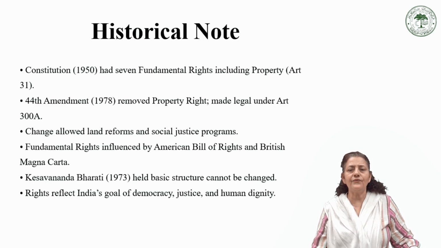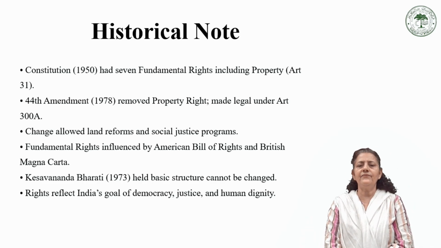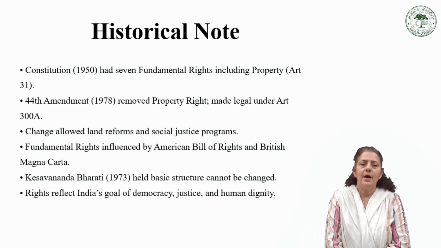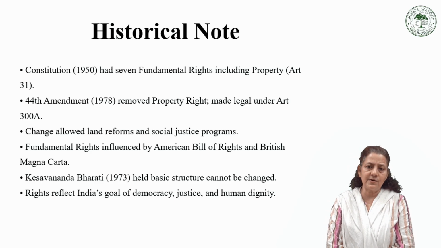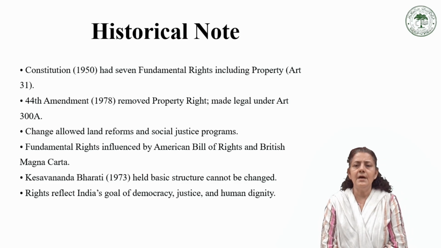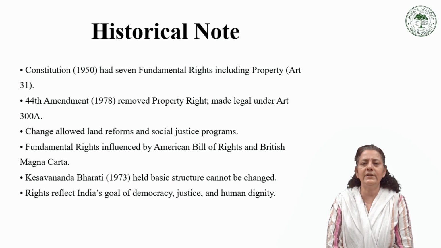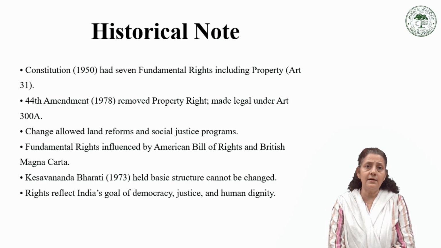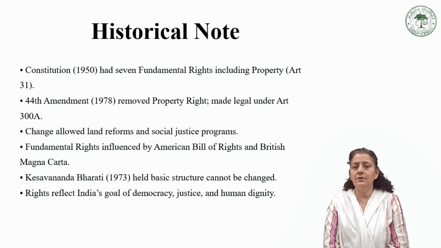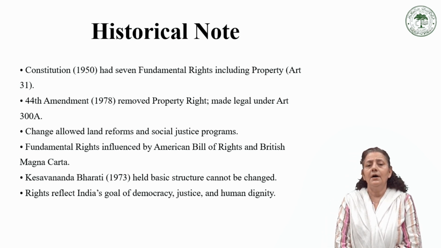When the Constitution of India came into force in 1950, it contained seven fundamental rights, including a right to property under Article 31. This right provided protection against arbitrary acquisition of private property by the state. However, it often came into conflict with the government's policies of land reforms, social justice, and developing infrastructure, including roads, railways, and dams.